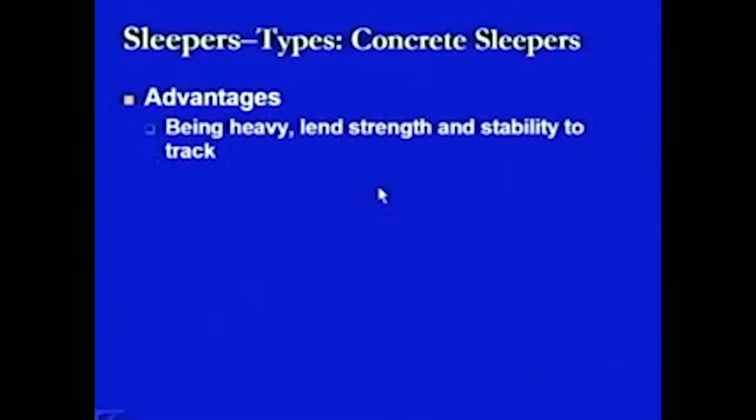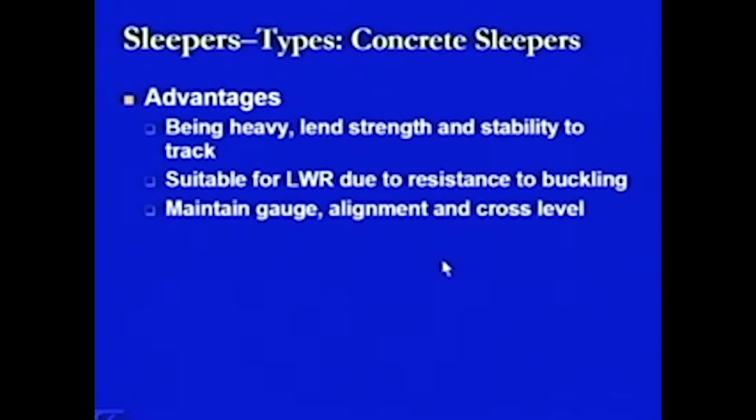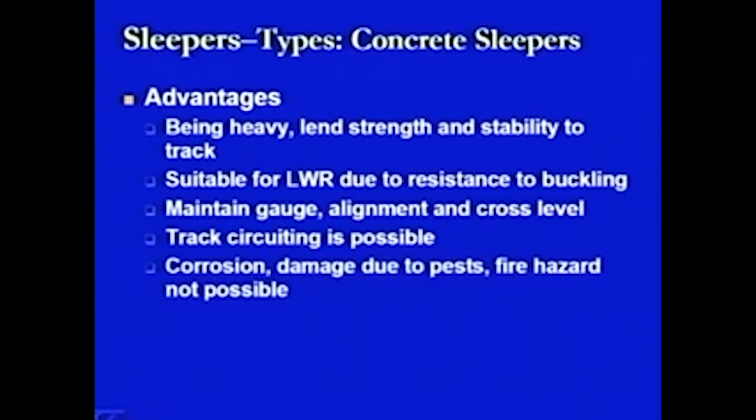Now, there are some of the advantages of concrete sleepers. Being heavy, they lend strength and stability to the track. They are suitable for LWR due to resistance to buckling, because they are quite heavy. So, that is why they are able to provide those resistances. They maintain the gauge, alignment and the cross levels. As we have seen, this is again because of their heaviness or the weight of the concrete sleepers. Track circuiting is possible in this case as in the case of wooden sleepers, whereas in the previous two cases, that is the steel sleepers and the CI sleepers, it was not possible.